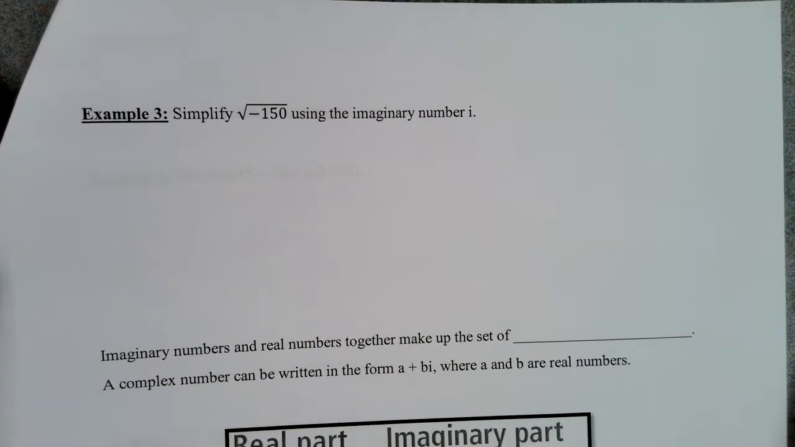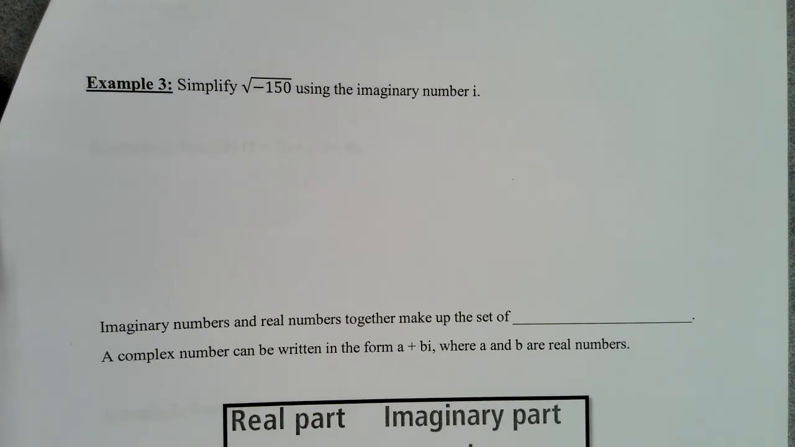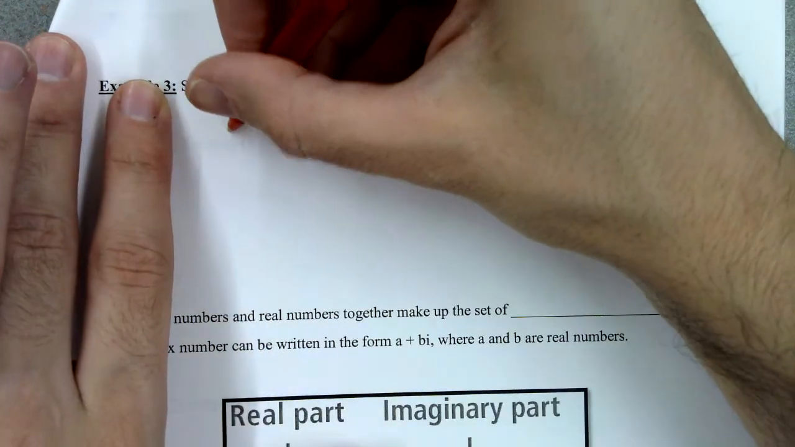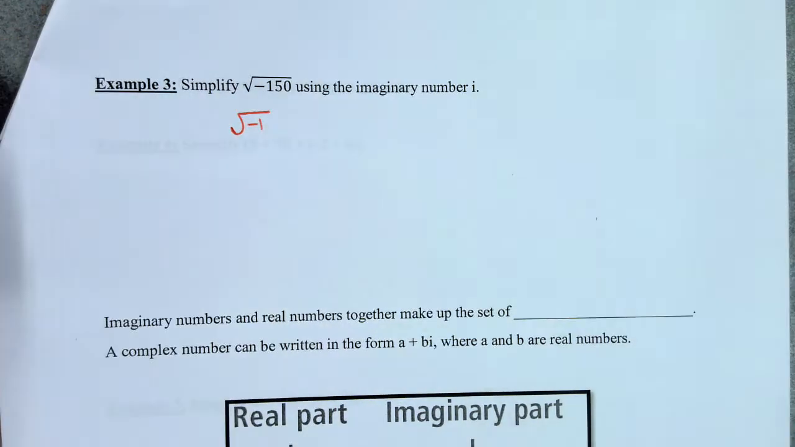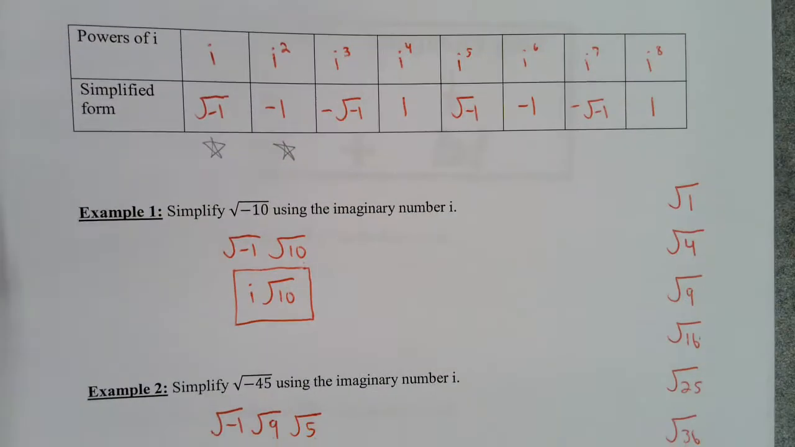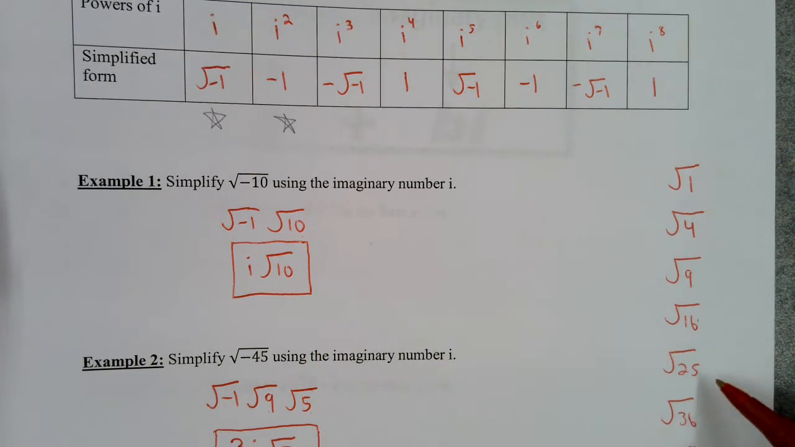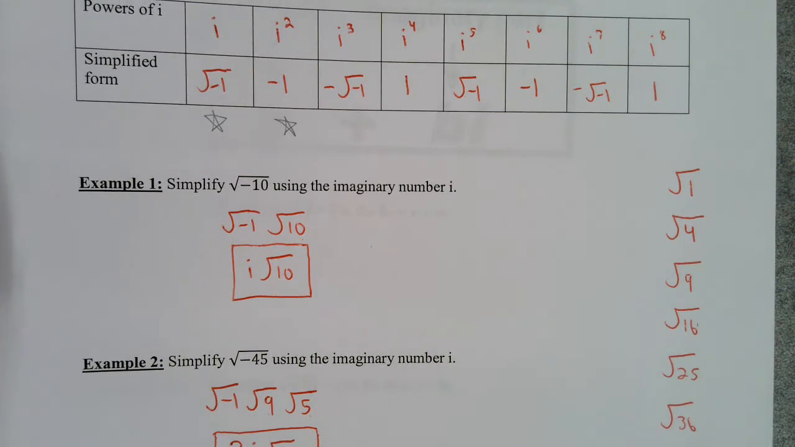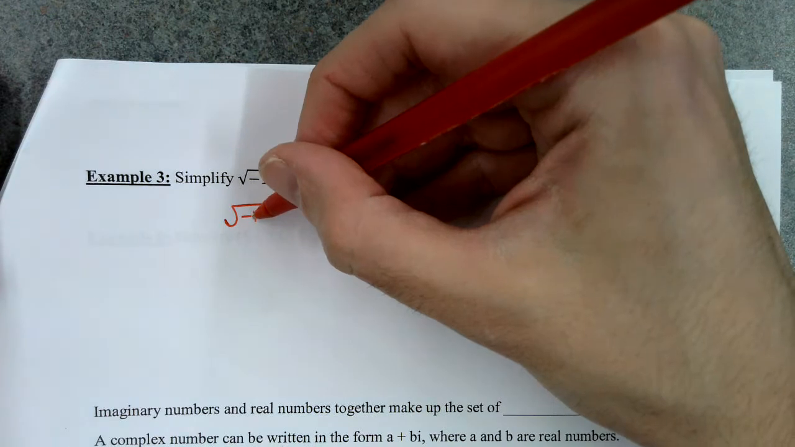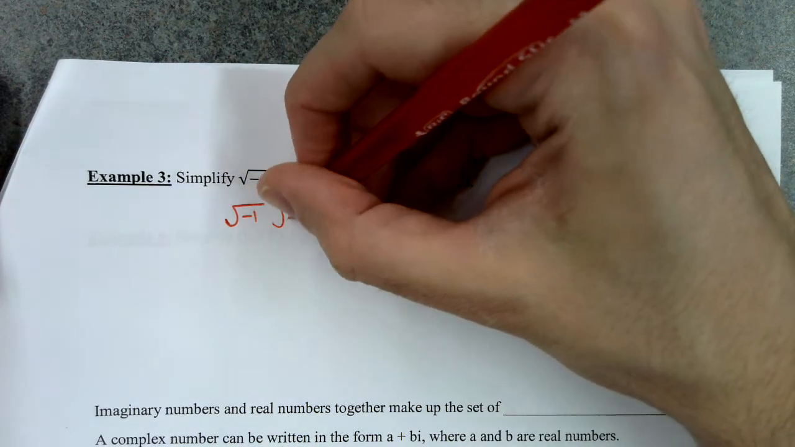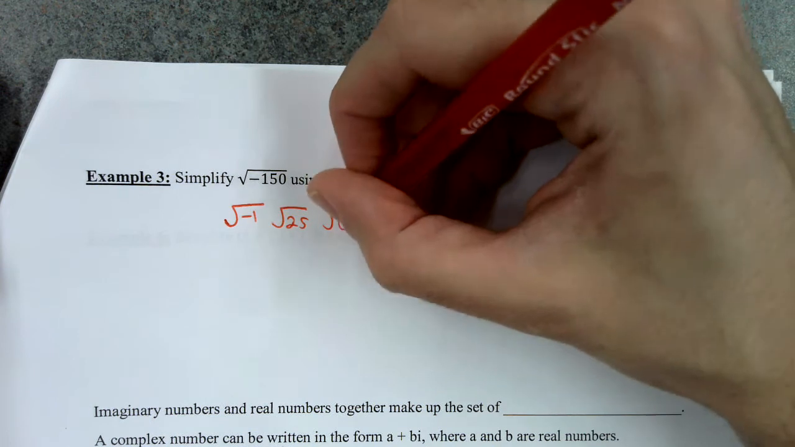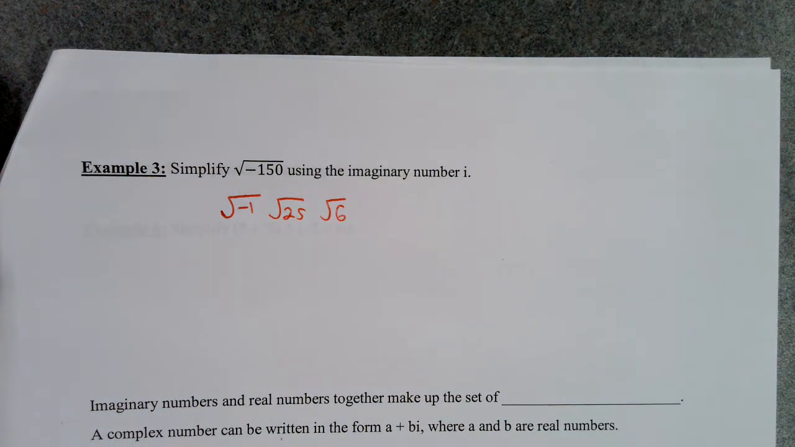Example 3 is similar to that. So you might want to look back at the list of numbers on the previous page to see which one is a factor of 150. First, let me take out the negative 1. And if you go back to the first page really quick, I'm looking at this list of numbers right here. 25 is a factor of 150. Okay? So I'm going to rewrite 150 as square root of negative 1 still, square root of 25 times square root of 6, because 25 times 6 is 150.